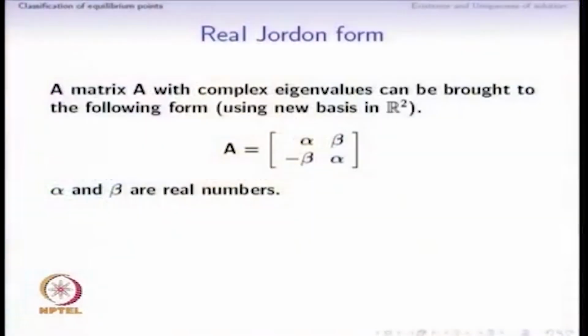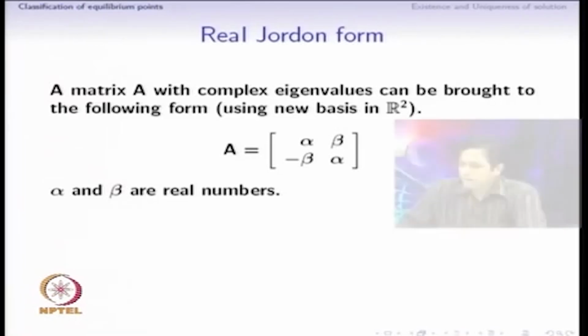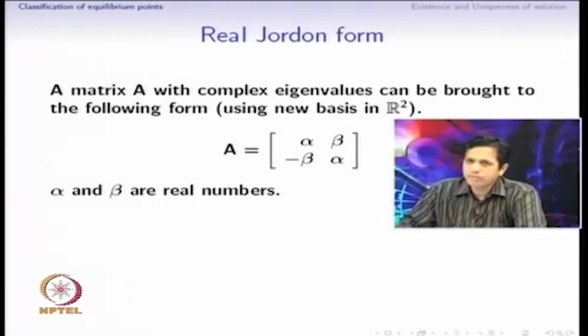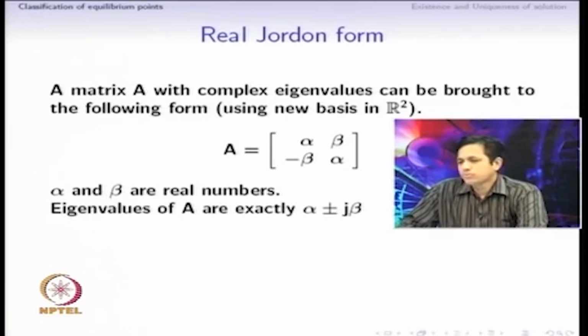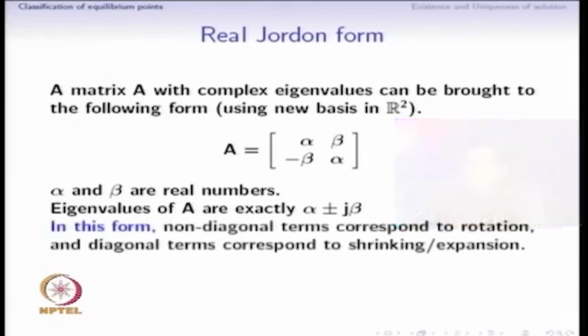We will also need to know what is real Jordan form. So, matrix A with complex eigenvalues can at least be brought to the following form using a new basis in R2. What form? The diagonal elements have the number alpha, and the off diagonal elements have beta and minus beta. Alpha and beta are assumed to be real numbers. So, eigenvalues of such a matrix A are exactly alpha plus j beta and alpha minus j beta.